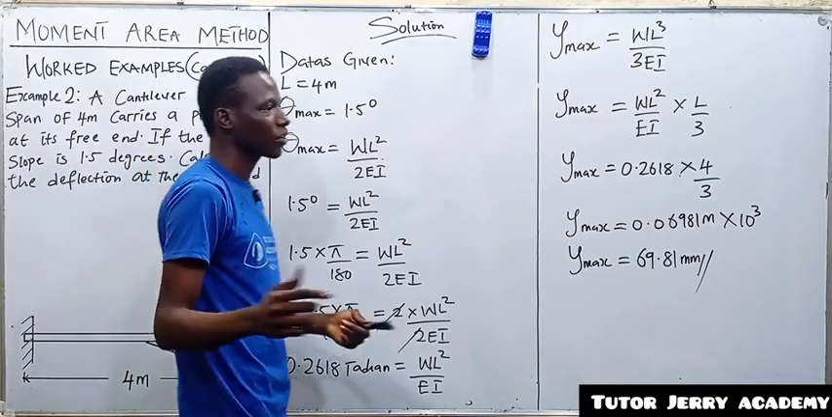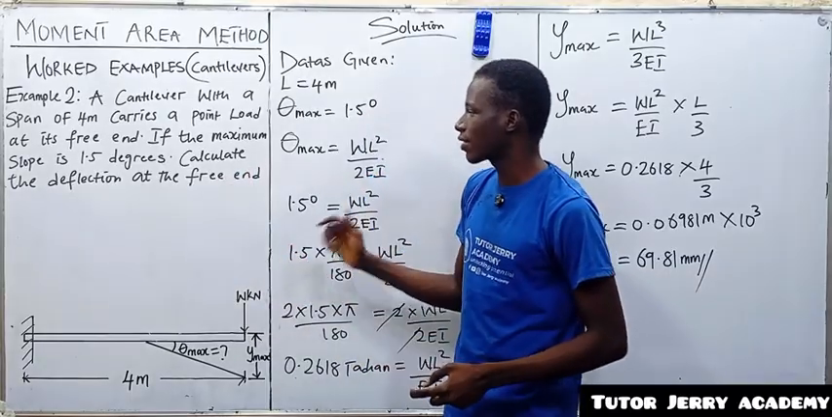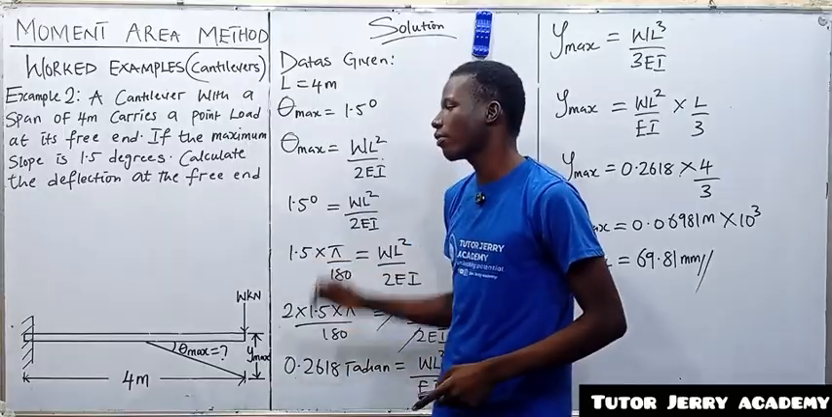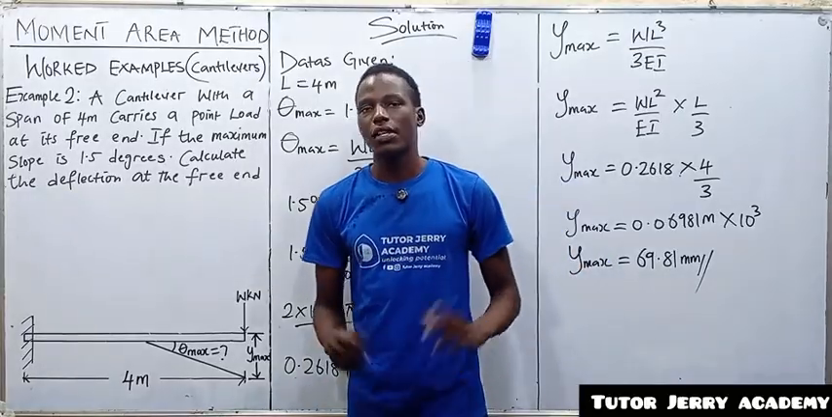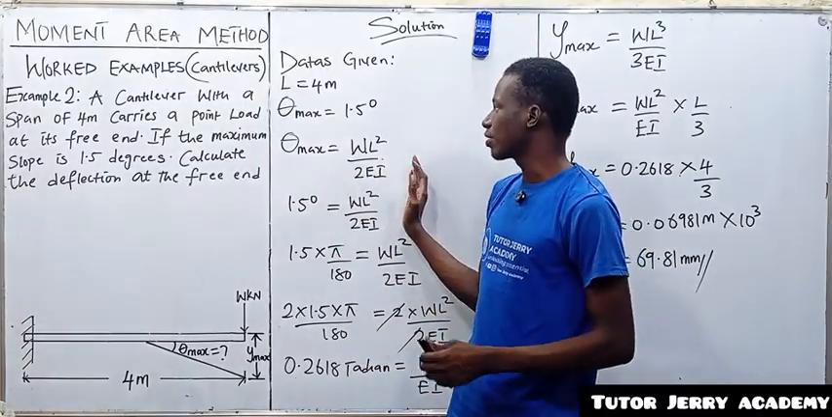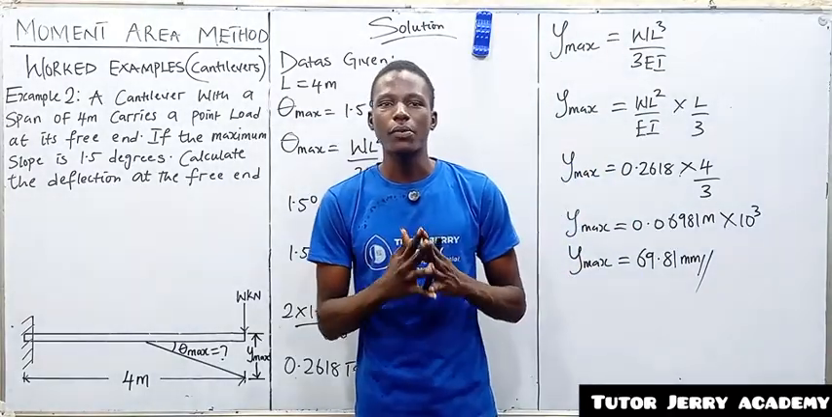So this is the maximum deflection for this beam at the free end. Of course, the deflection at the free end will be the maximum deflection. I hope you understand all the concepts we just explained. All we just did here is to apply the formulas we derived in our previous cases.